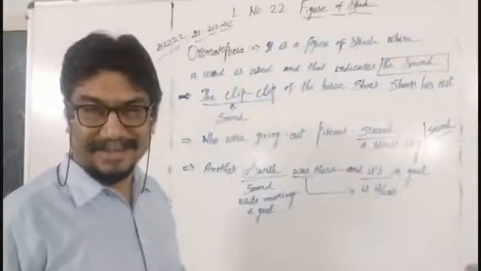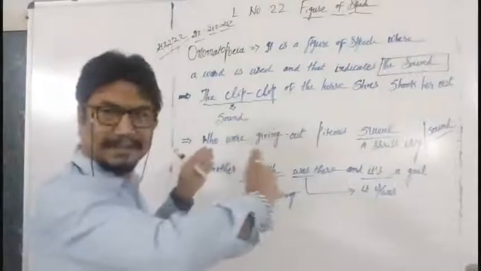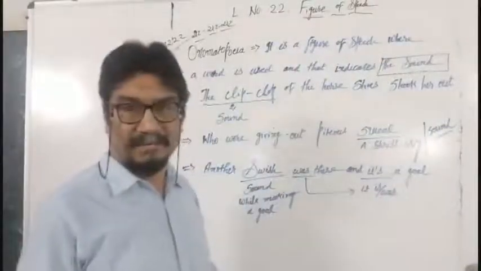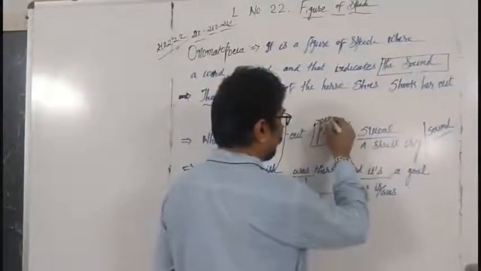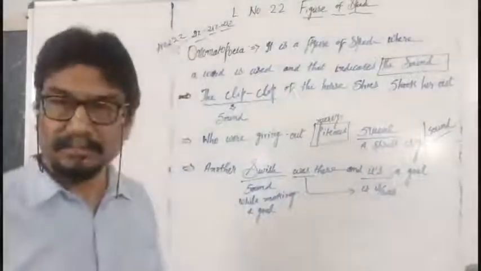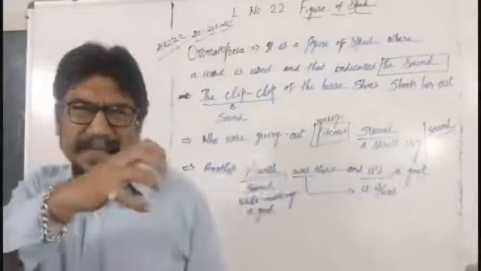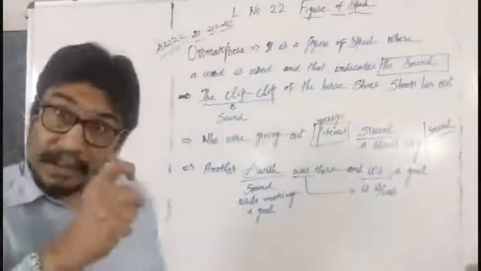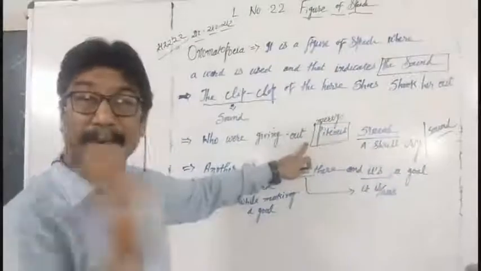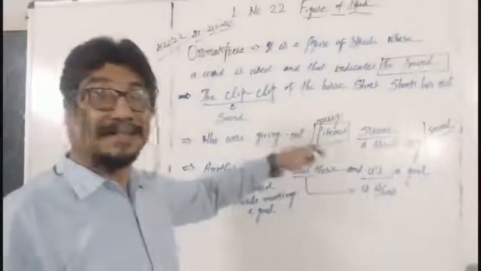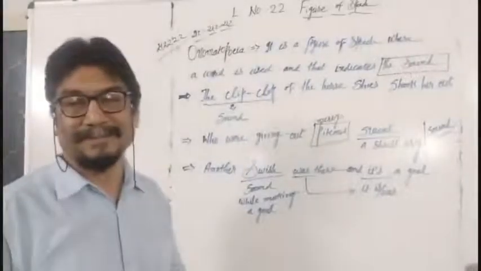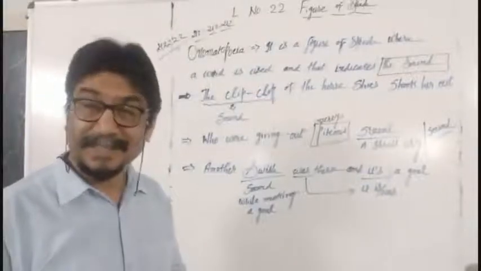That is onomatopoeia. Next to that, a little bit. The last part of the sentence I have taken: who were giving out piteous squeal. Piteous means full of pity, where you will have mercy, merciful. Next to that is squeal. Squeal means what? This is a shrill cry, and that shrill cry is for mercy, from where you will have pity towards someone. That piteous squeal is there. That indicates what? The sound. And that is the identity of onomatopoeia. Good idea?